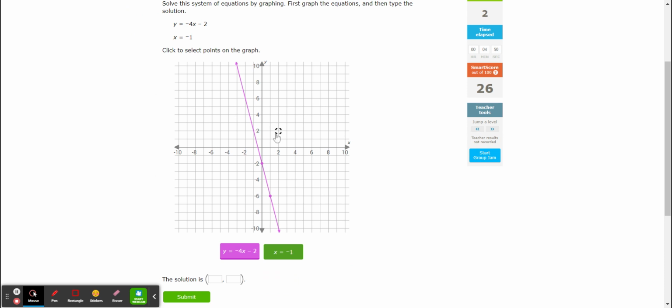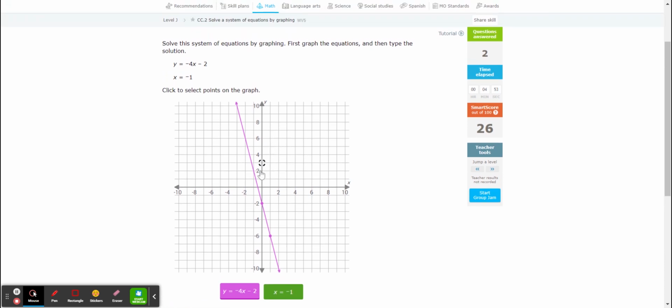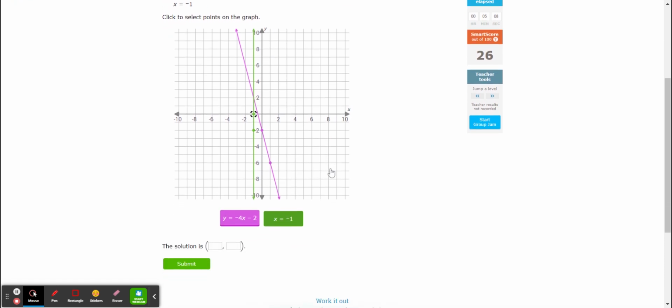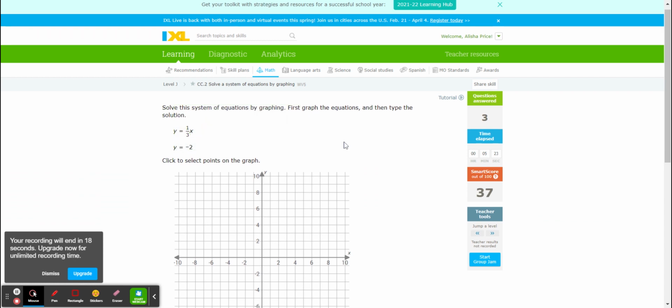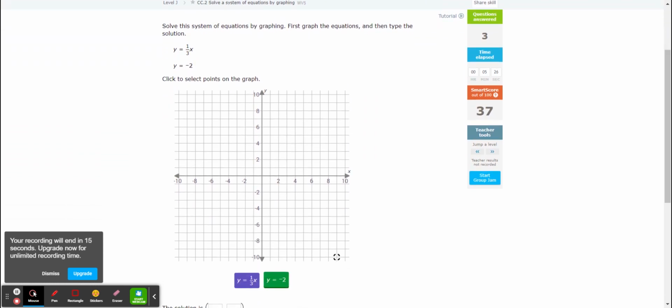However, if we have x equals -1, I go to my x-axis where x equals -1. And then remember, if it's x equals a number, that is going to be a straight vertical line. So I just need 2 points somewhere on my x-axis. So then my solution, you can see that it is at -1, 2. So -1, 2. I submit my answer. There we go. So if it's x equals a number, it is going to be a vertical line. If it's y equals a number, it's going to be a horizontal line. That's like what we did like 2 days ago in class.